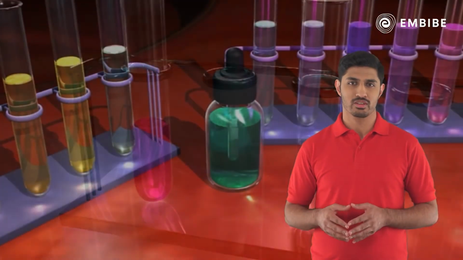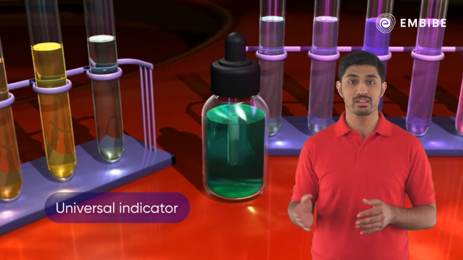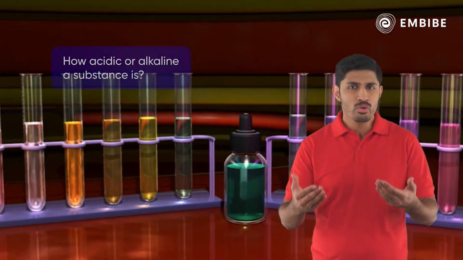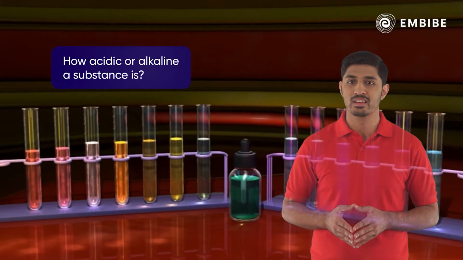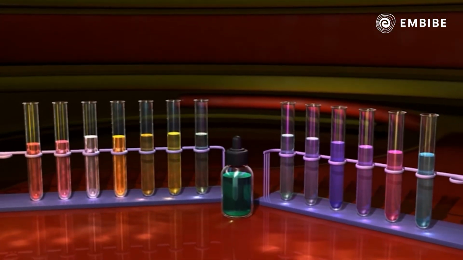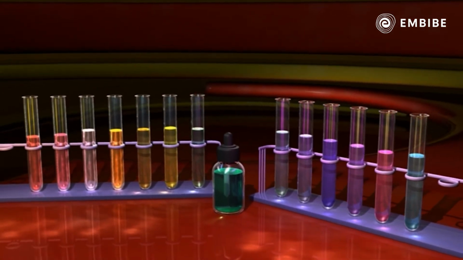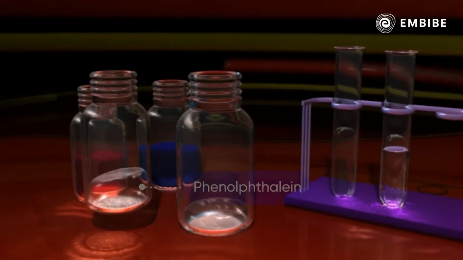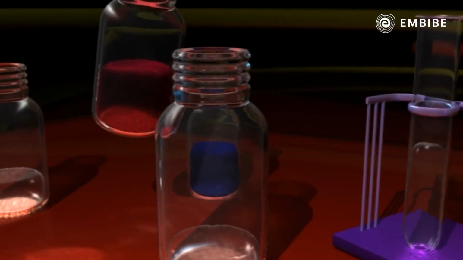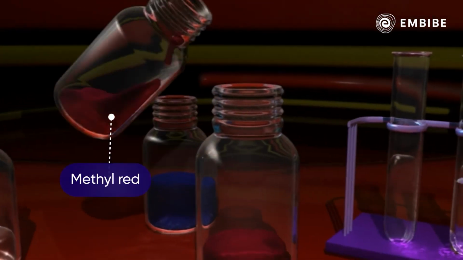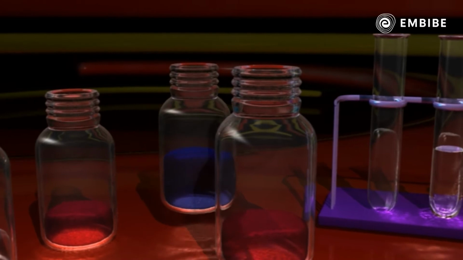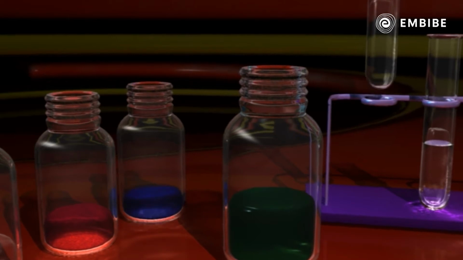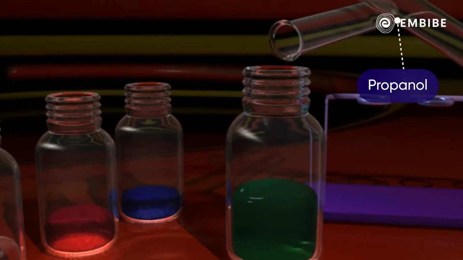In contrast to this, another indicator called the universal indicator gives a wide range of colors and is used to understand how acidic or alkaline the substance is. It is a mixture of many indicators and usually has the sodium salt of phenolphthalein, methyl red, thymol blue, methanol, propanol, etc.